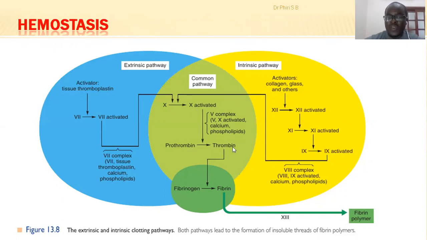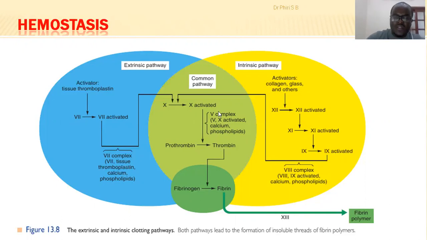The thrombin is also another enzyme that will catalyze a reaction to convert fibrinogen into fibrin. And fibrin will now form fibrin polymer. So this is the common pathway that is involved.